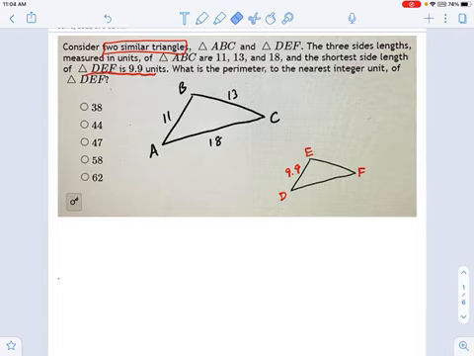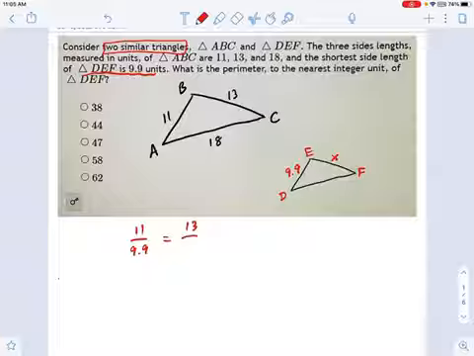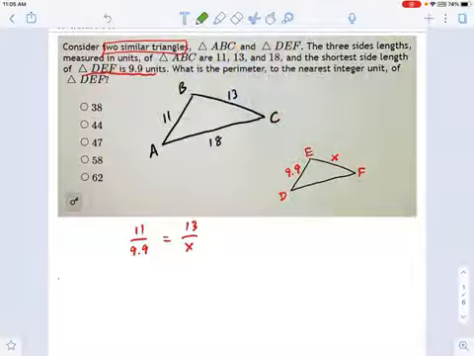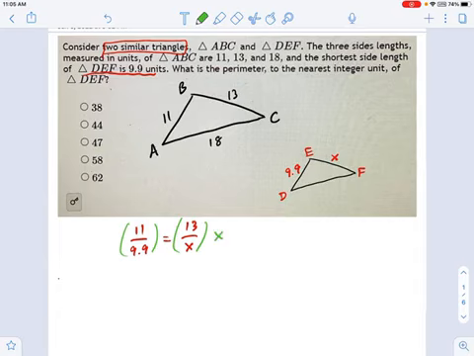I'm going to call this side over here X, all right? And I'm going to say that the ratio of these two triangles is constant because they are similar triangles. So that means 11 divided by 9.9 is the same as 13 divided by X. See how those are corresponding sides? And now I'm going to multiply each of these fractions by something to get rid of the denominators. I'm going to multiply the right side by X and the left side by 9.9. Now you can't multiply different sides of the equation by different things. They have to be the same multiples on each side. So I handle that by multiplying both sides by X and both sides by 9.9.